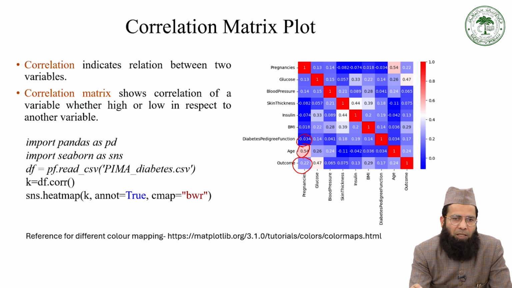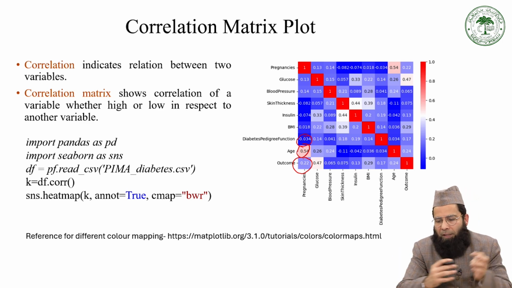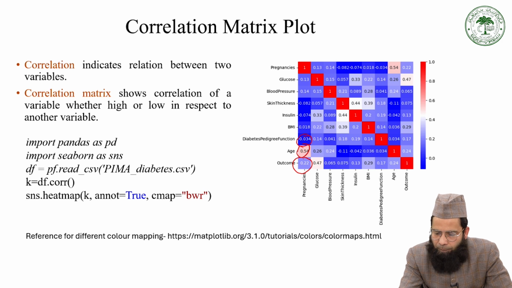The correlation matrix shows the correlation of a variable, whether high or low, with respect to another variable. It says whether they are highly correlated or lowly correlated. Let's say like in this case, this one is the value, yes, this one. It means glucose and skin thickness are very low correlated, right?